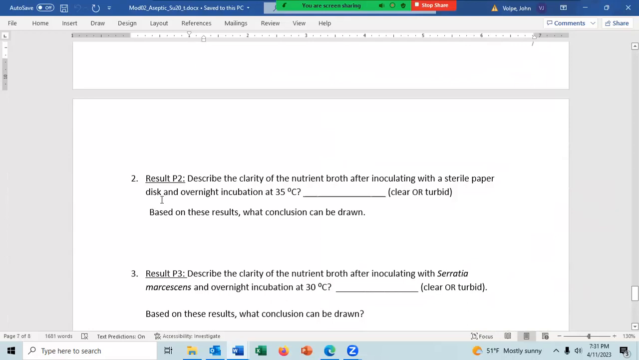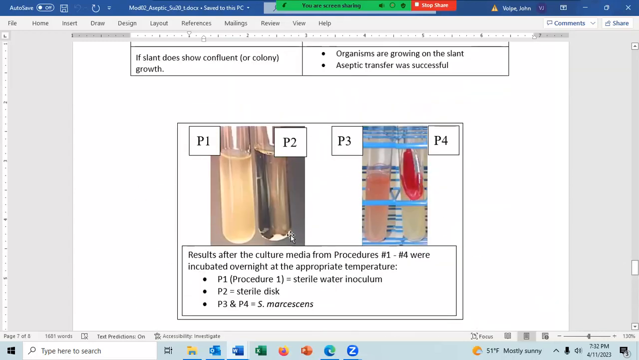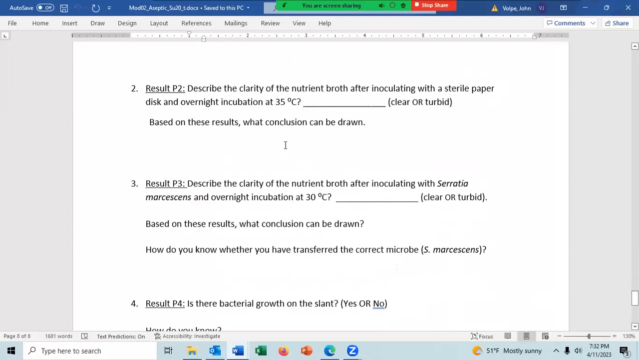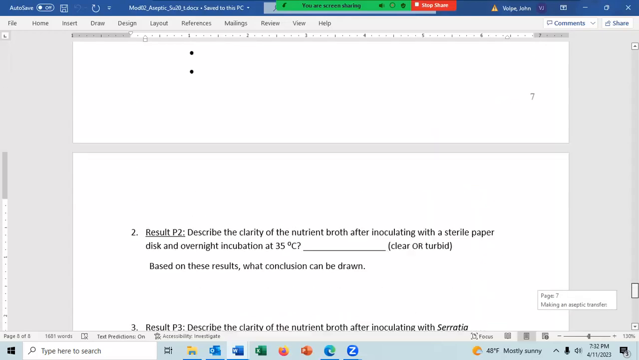So 2 goes to procedure 2. P stands for procedure 2. Describe the clarity of the nutrient broth after inoculating with sterile paper disc and overnight incubation at 35 degrees. Was the tube clear or turbid? And that will be P2 right here. And then based on these results, what conclusion can be drawn? Once again, use the table to write your conclusion. All right, let's take a look at P3.